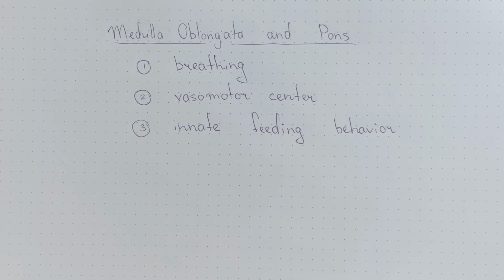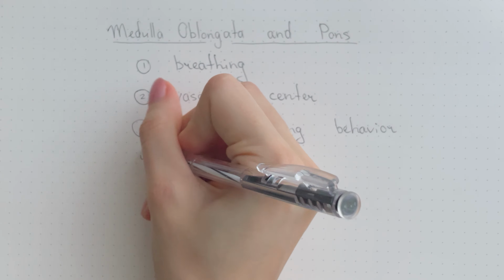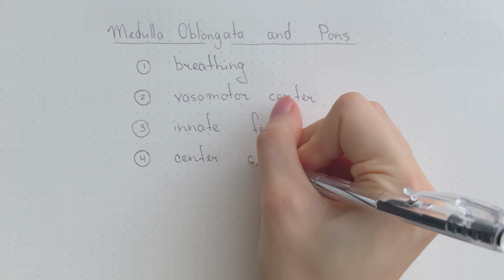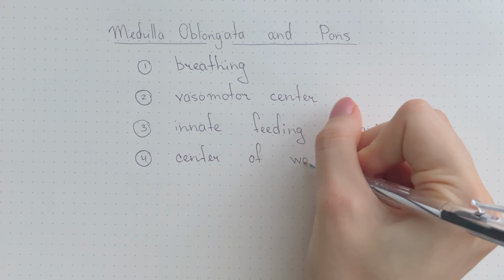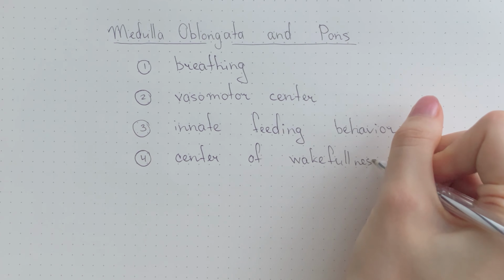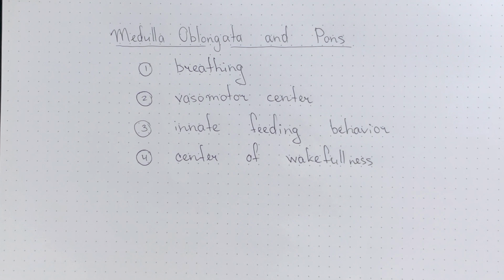Fourth, the medulla oblongata and the pons contain the main center of wakefulness. This headquarters gathers signals from all sensory systems and returns a person from the world of dreams if, for example, an alarm clock rings or someone shakes their shoulder. Any strong incoming sensory signal is capable of awakening the brain.